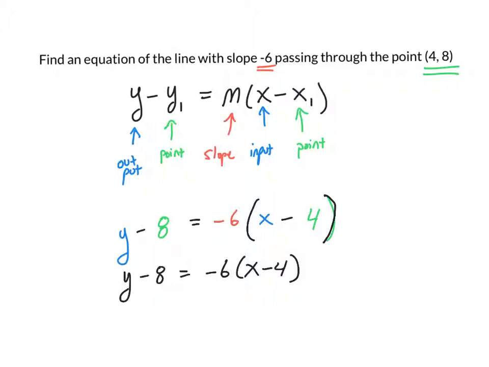Oftentimes, especially on web work, they're going to ask you for something that's y equals. So you'll get something like this: y equals -6 times (x minus 4), and instead of having -8 on one side, all I'm going to do is add it over to the other side, and I can write it like this. So these are both acceptable forms. It just depends on context what you're looking for. All right, so if I have the slope and I have any point, this is a very quick way to figure out what the equation of my line is. So I'm going to pause the video again one more time, and we'll come back with one more example and see if we can use this given just 2 points.